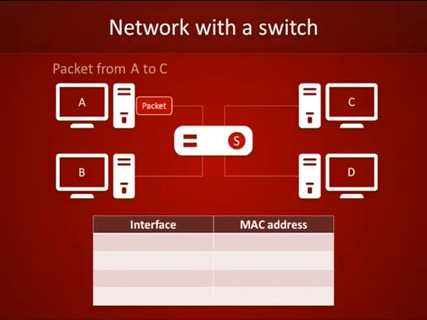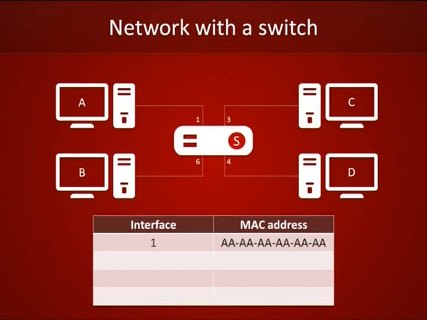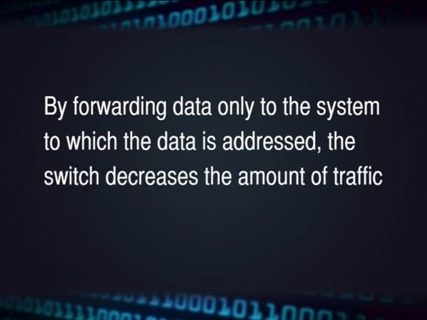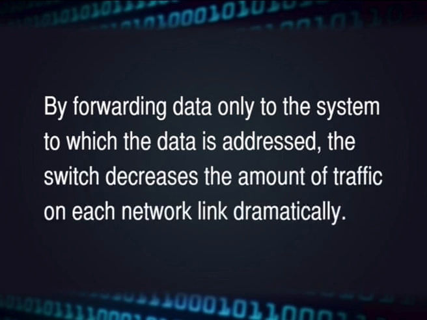Rather than forwarding data to all the connected ports, a switch forwards data only to the port on which the destination system is connected. It looks at the media access control, that is MAC, addresses of the devices connected to it to determine the correct port. A MAC address is a unique number that is stamped into every NIC. By forwarding data only to the system to which the data is addressed, the switch decreases the amount of traffic on each network link dramatically.